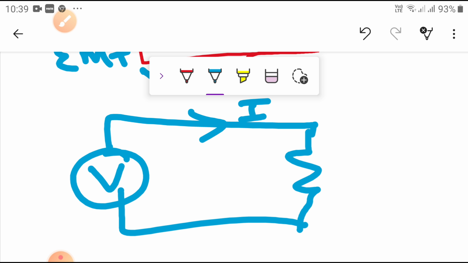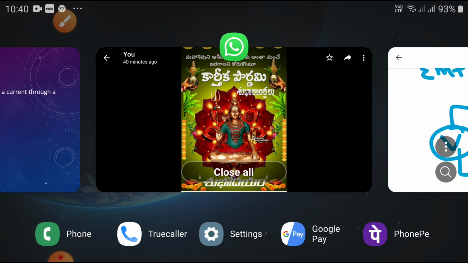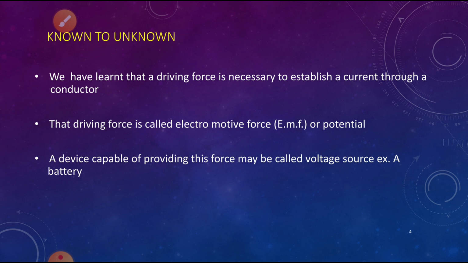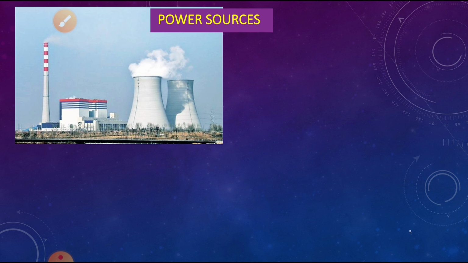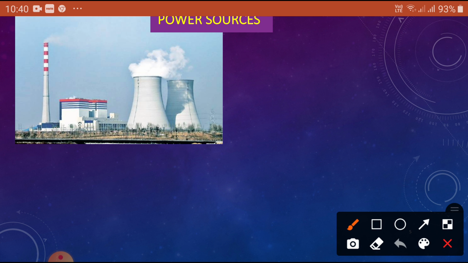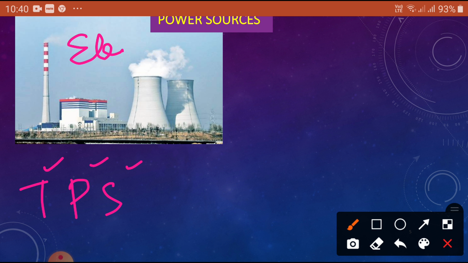Yes, you can see it. That is the bulk energy generating stations. You can see here what the sources are. Mainly this is a TPS. What do you mean by TPS? This is the TPS, thermal power station. It generates a large amount of electricity at nearby coal mines.